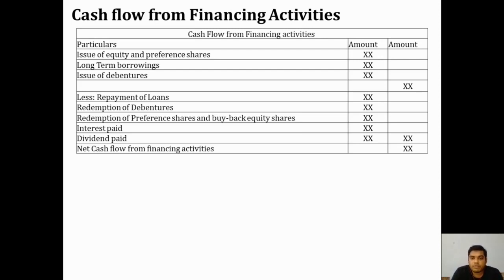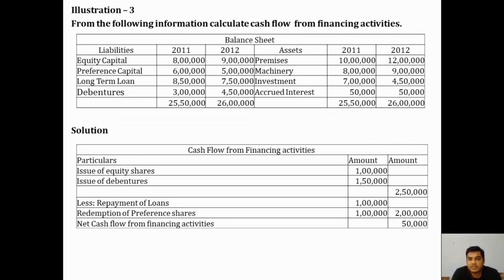Let us practically solve one problem over here. He has given us a balance sheet. In this balance sheet, we have to identify which categories will fall under which activity. Equity share capital comes under financing activities. Preference share capital comes under financing activities. Long-term loan will come into financing activities. Debentures will come into financing activities. Premises will go to investing activities. Machinery will go to investing activities. Investment will go to investing activities. Accrued interest will go to other categories. So now we have to prepare the cash flow from financing activities.